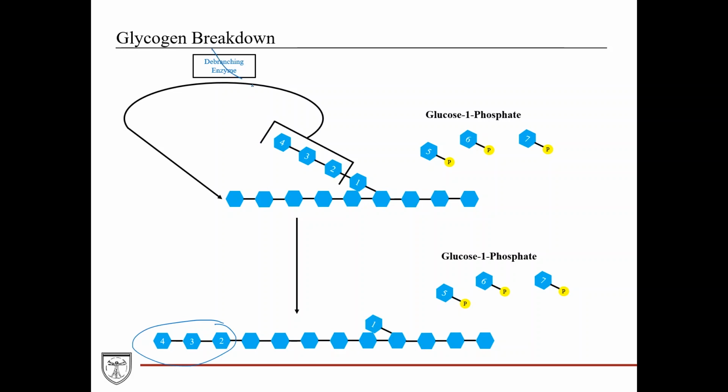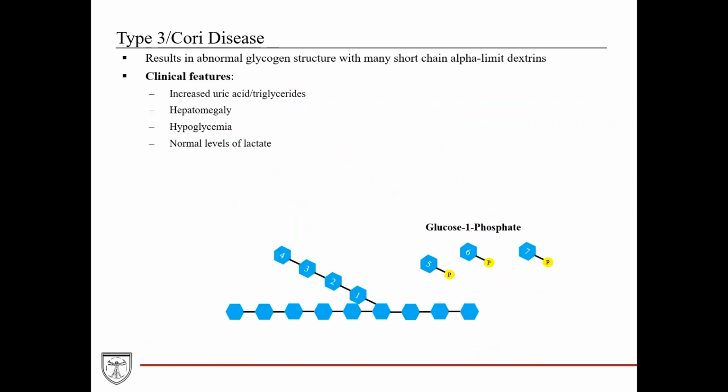Now, in Cori disease, this enzyme is defective, so you can't do this transfer. What you're left with is abnormal glycogen structure with many of these short chains, and these are units you're not able to break down further into free glucose. So you're limited in the amount of glycogen you can break down, which makes it much less efficient, much less effective. And that's what leads to the clinical manifestations of Cori disease. The main one here would be hypoglycemia. Not as severe as von Gierke's disease, but still pretty significant. So you definitely will see hypoglycemia.